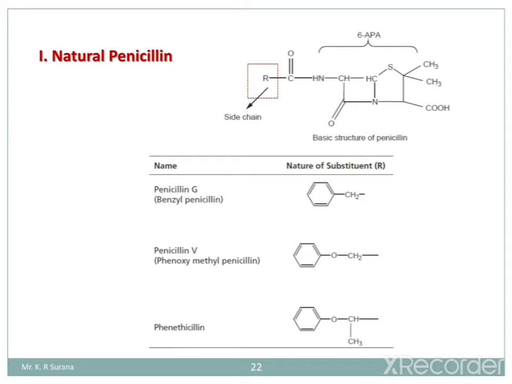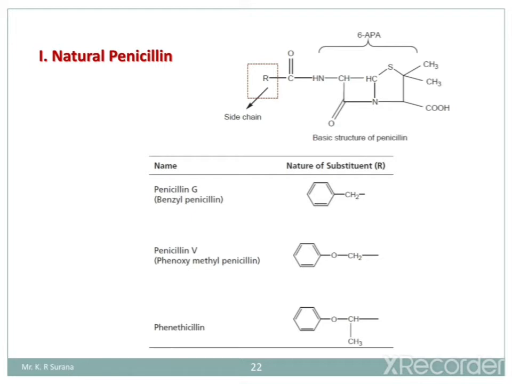At the R group, you can see I have highlighted the R group position, which is the substituted side chain. So that is the basic structure given here. Initially practice this basic structure. If you remember it, whatever the different structures of penicillin, it will be easy for students to draw. So first practice the basic structure and then remember the substitution at the R position.